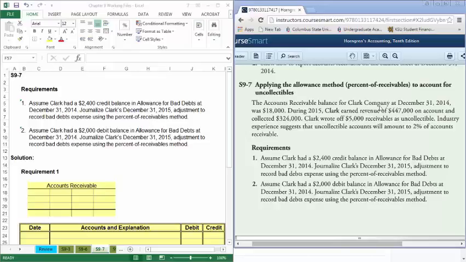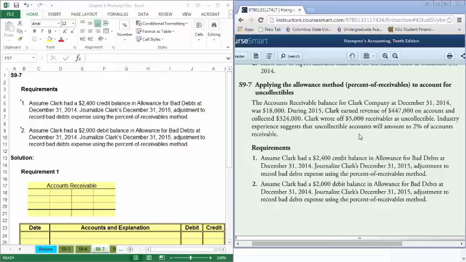Here it says we have the accounts receivable balance for Clark Company at December 31st, 2014 was $18,000. And it says during 2015, they earned revenue of $447,000 on account and collected $324,000 of that. Clark wrote off 5,000 receivables as uncollectible, and industry experience suggests that uncollectible accounts will amount to 2% of accounts receivable. So this is the 2% of total accounts receivable. And here it's saying that assume Clark had a $2,400 credit balance in the allowance for bad debts at December 31st. Journalize the adjustment to record bad debt expense using the percentage of receivables.